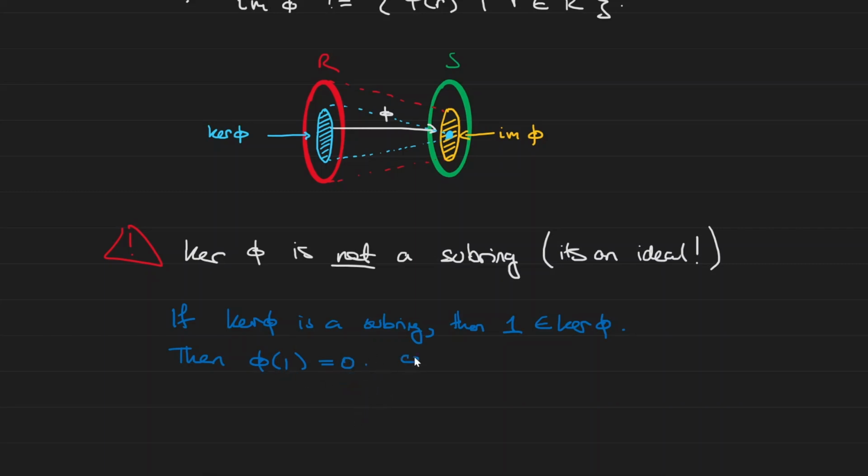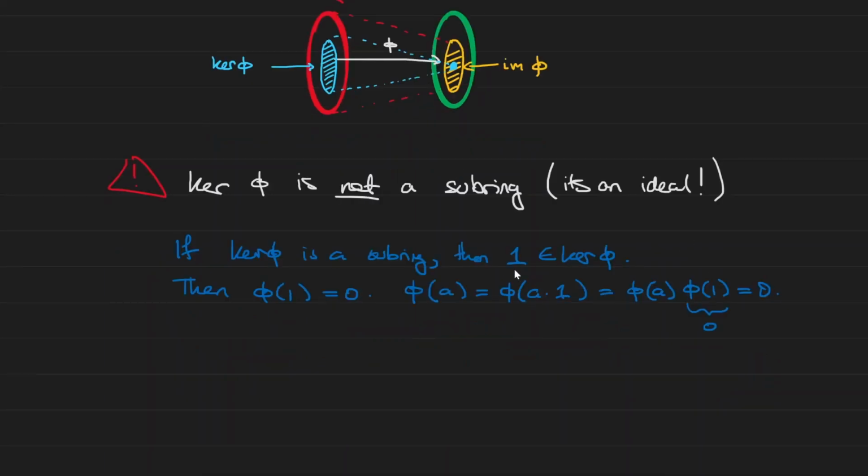And the reason why this is bad is because if you have phi of any element a, well, any element a can be expressed as a times 1, but by the ring homomorphism property, this is phi of a times phi of 1, but phi of 1 is 0. So this is phi of a times 0, but that's exactly 0. So if 1 is in your kernel, then it's very bad. This wouldn't be a ring homomorphism at all, because to have a ring homomorphism, the identity needs to be sent to the identity. However, the image of phi is a subring.